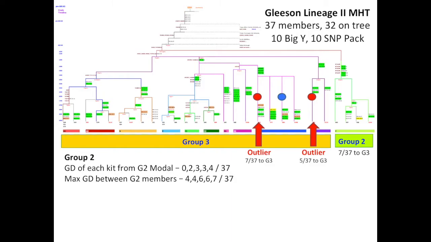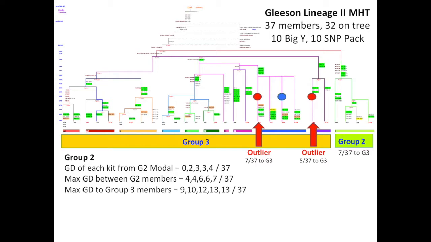Watch what happens when we do the same exercise, comparing the members of group two with those in group three. The maximum genetic distance goes up to 13 out of 37. This is a group that has been defined by SNP testing, and the maximum genetic distance between one outlier on one end of the group and another outlier on the other end of the group is 13 out of 37. If you saw that in a new member, you would never think to include them in the group. But everybody shares the SNP A5631 dating to about 1,000 years ago. So it's a great exercise.